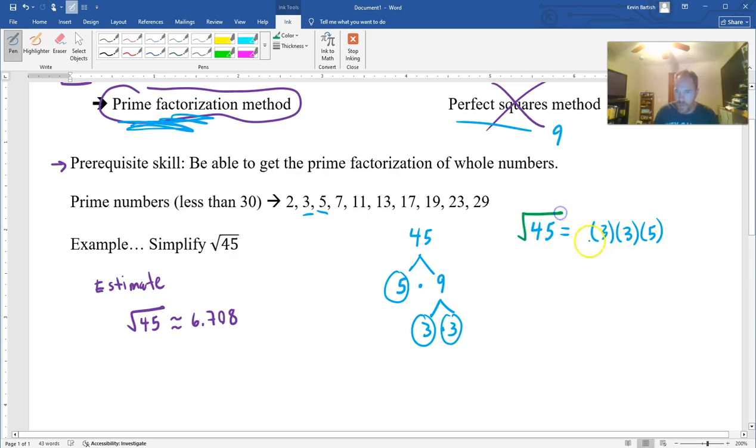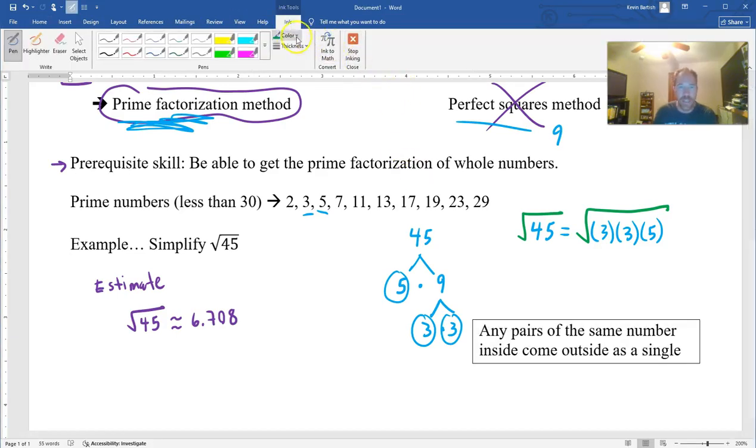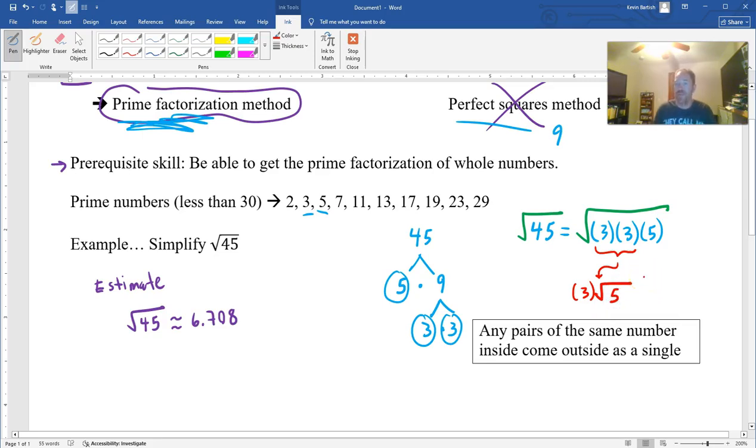When we do the square root of 45, it's the same as the square root of all that. And the trick here is that any pairs of the same number inside will come outside the square root, but as a single. And I'll type that up here. So we've got a pair of 3s on the inside that gets to come outside the square root as a single 3. Now the 5 doesn't have a partner. There's not another 5, so that's going to stay inside the square root. And that's it. We've got 3 square root of 5. I guess I don't need parentheses around the 3. But that should be our answer.